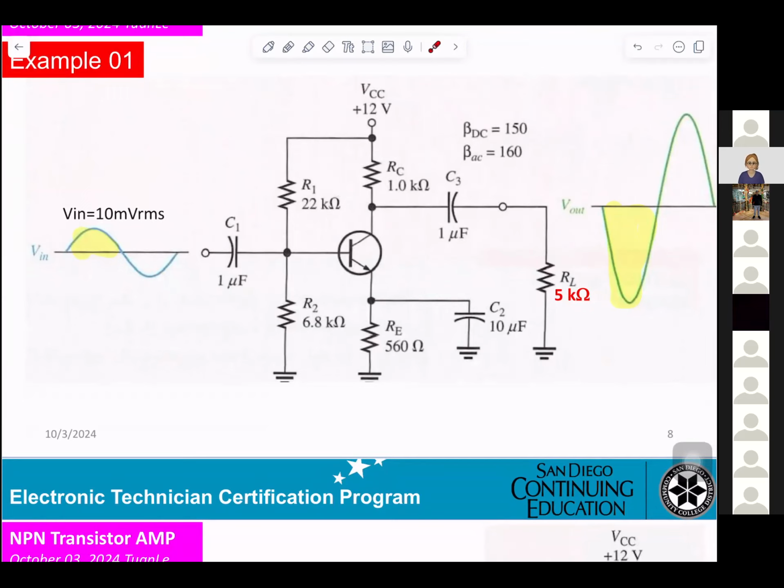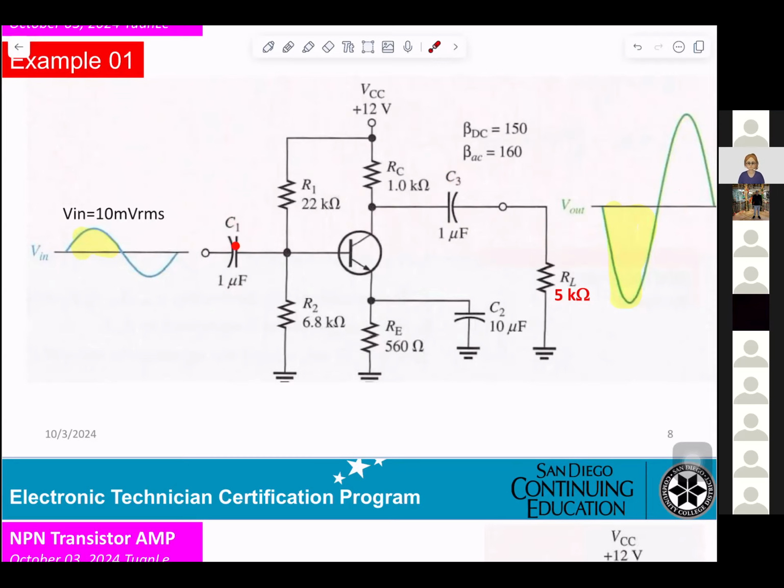Okay? So this is a common emitter. Input applied to the base, output from collector. And input and output will be out of phase. Input positive, output negative. Input negative, output positive. That is very basic. You must know.